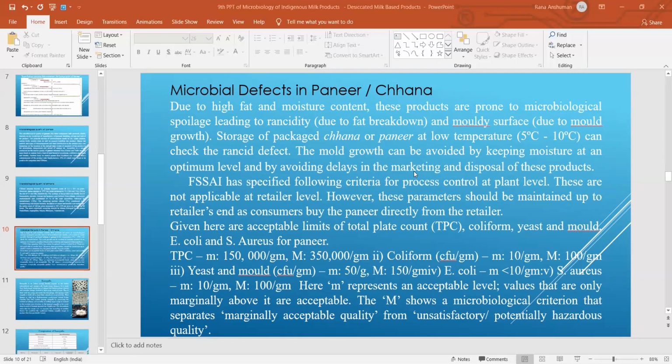So just after manufacturing, you should lower down the temperature of paneer, or you should store your paneer packet at lower temperature just to avoid this rancidity problem. And the mold growth can be avoided by keeping moisture at an optimum level and by avoiding delays in the marketing and disposal of these products.